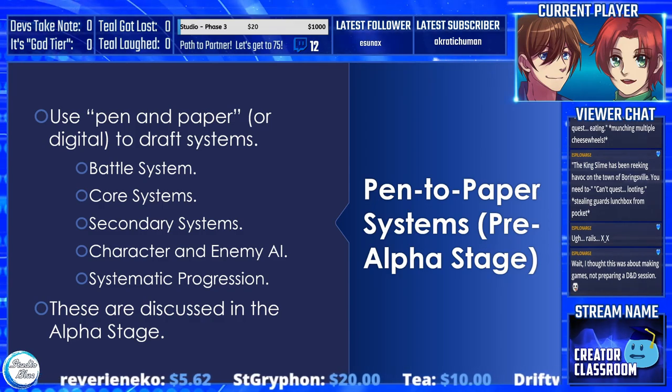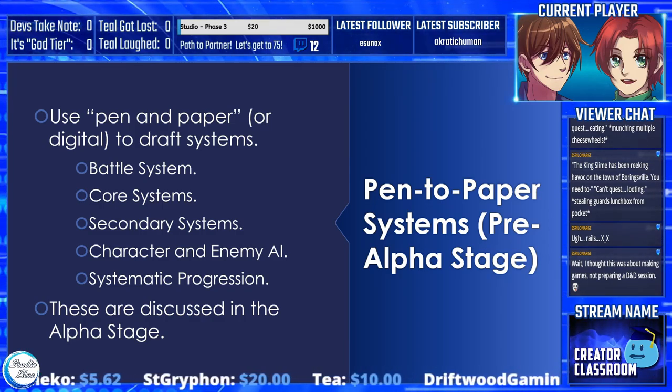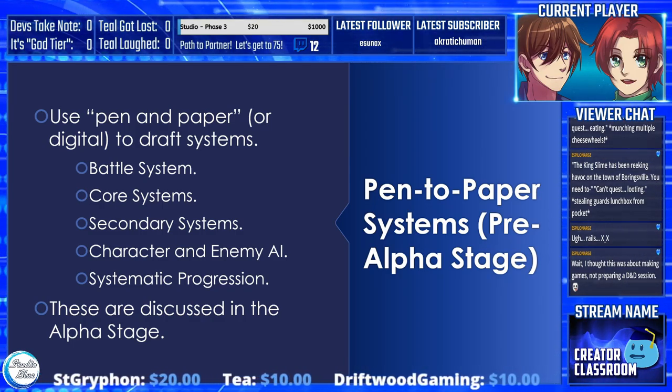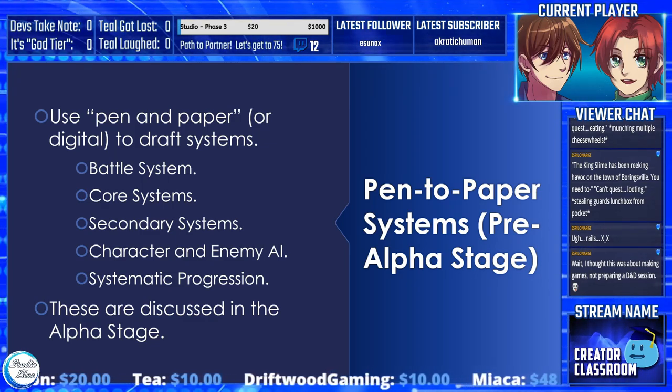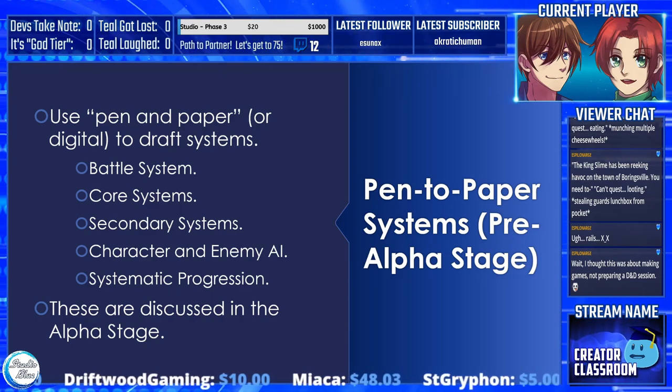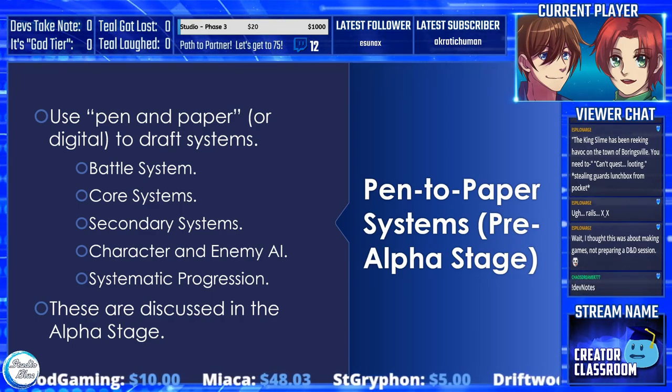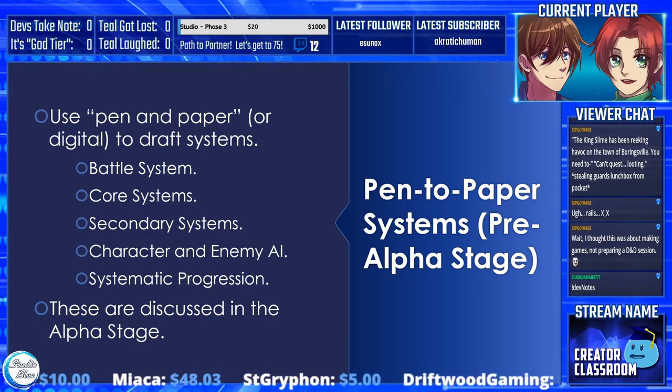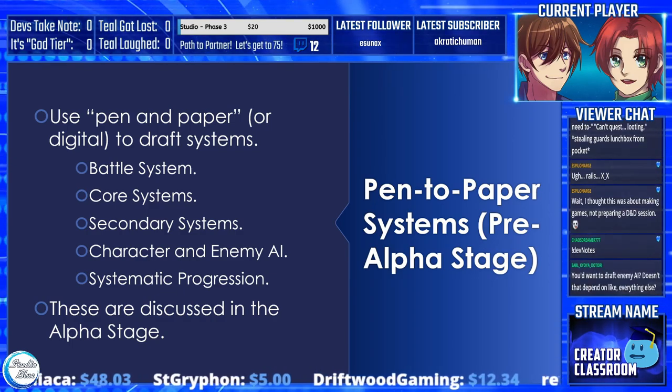Now, this is not as much time as you're going to spend in the engine creating your world, your assets, your levels, your mechanics, etc., but you're going to spend a lot of time working on this stuff. Dev's note: take advantage of the pre-alpha phase to organize yourself.